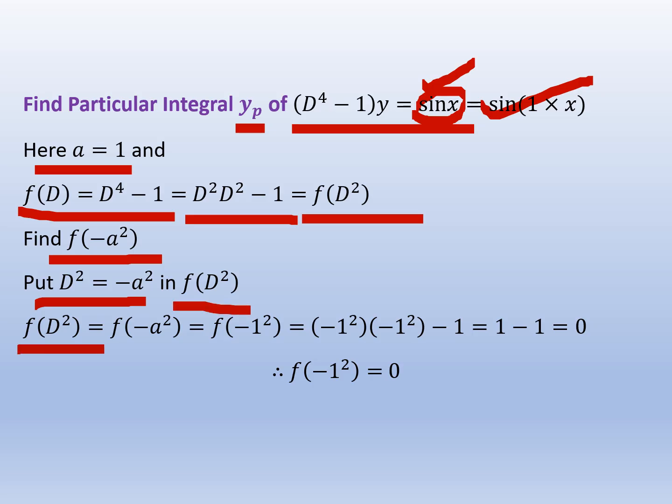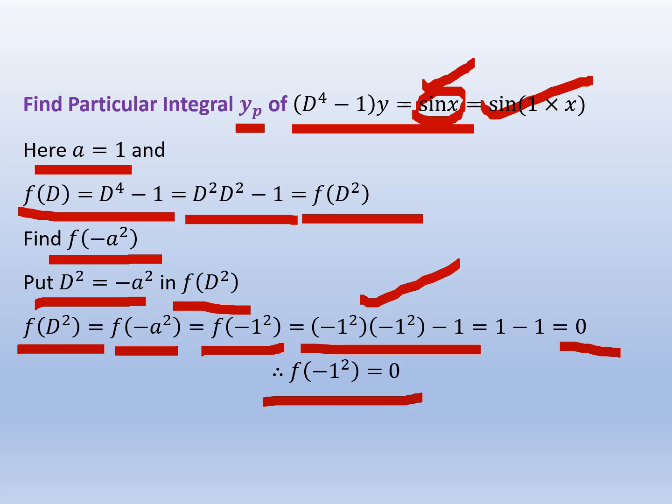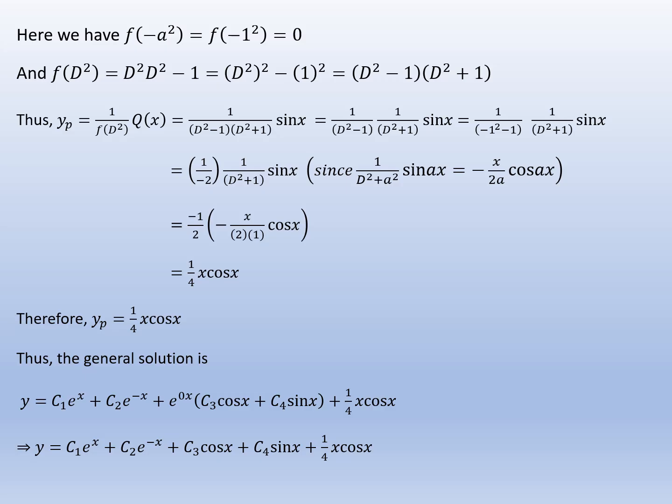We get f(D²) = f(−a²), which is equal to f(−1²), which can be expressed as (−1²)(−1² − 1). By solving this expression, we get the value 0. Therefore, we have f(−1²) = 0. Here we have the case f(−a²) = 0.